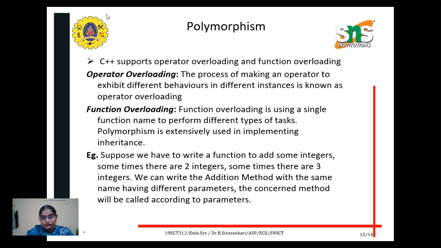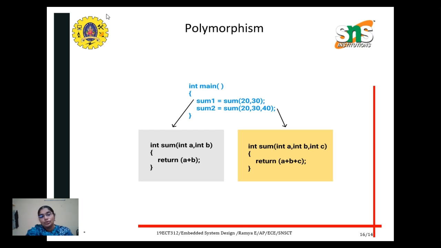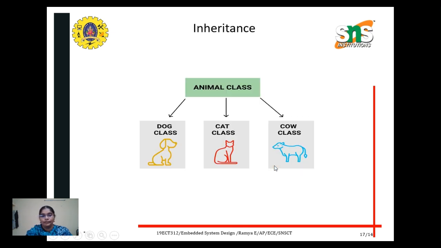Example, suppose we have to write a function to add some integers. Sometimes there are two integers, sometimes there are three integers. We can write the addition method with the same name having different parameters. The concerned method is called according to the parameters. So polymorphism: sum of 20 and 30, sum of 20, 30 and 40. In one sum we return A plus B, in the other sum we return A plus B plus C.